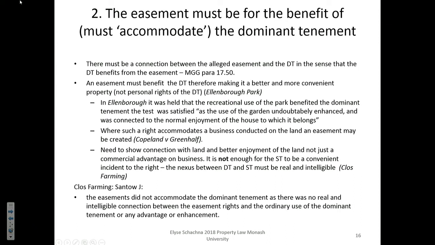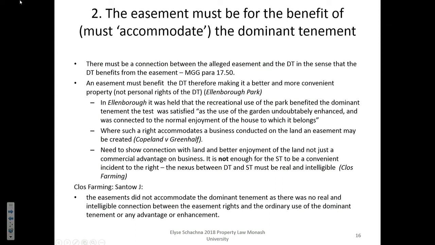So as I mentioned, the second element is the easement must be for the benefit of and must accommodate the DT. Okay, what does that mean? It means there must be a connection between the alleged easement and the DT, in the sense that the DT benefits from the easement. And we can have a look at Bradbrook in terms of what they have to say about easements in paragraph 17.50. So an easement must benefit the DT, therefore making it a better and more convenient property, and not benefiting the personal rights of the DT. So let's have a look at how the cases have dealt with this.